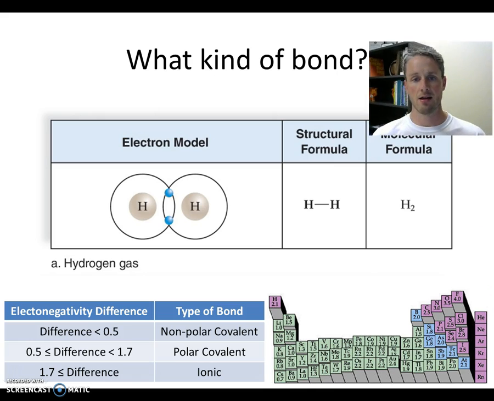All right, so what kind of bond? We talked about this bond, a covalent bond between two hydrogen atoms before. So what kind of bond is it? Is it a polar covalent bond, a non-polar covalent bond, or is that an ionic bond? And again, we can figure that out by comparing the electronegativity values. So hydrogen has a value of 2.1. Both of these are hydrogen atoms. So 2.1 minus 2.1, the difference is 0. That's certainly less than 0.5. So we know that's a non-polar covalent bond.